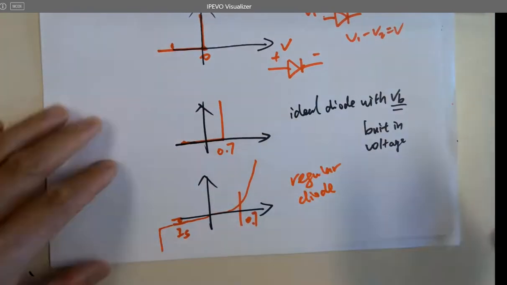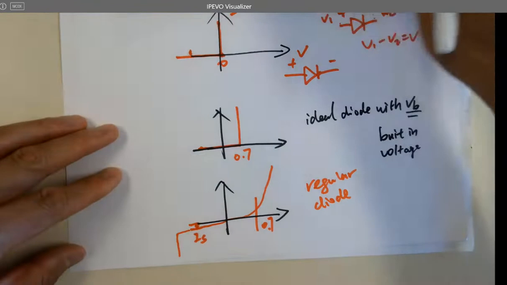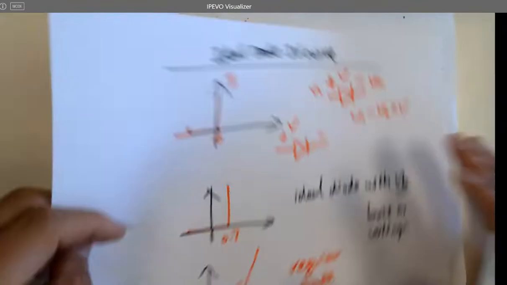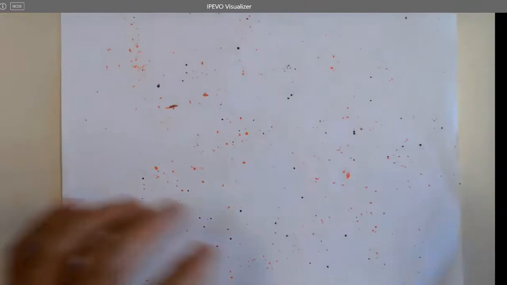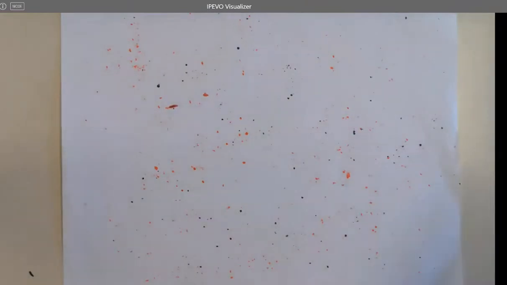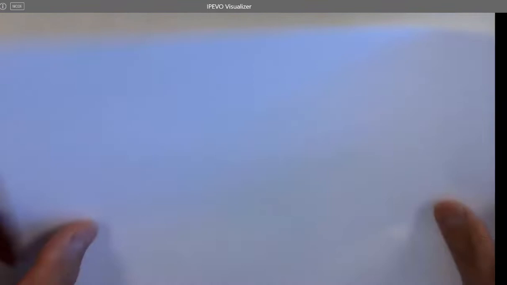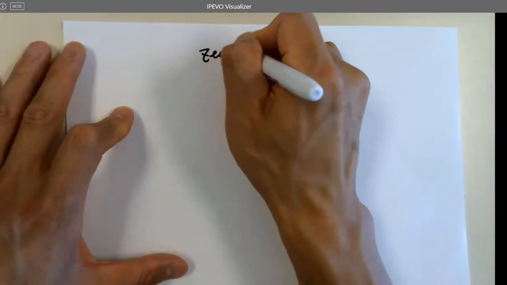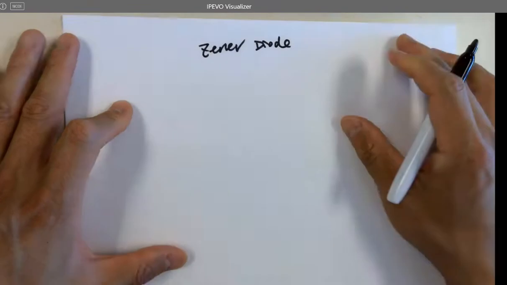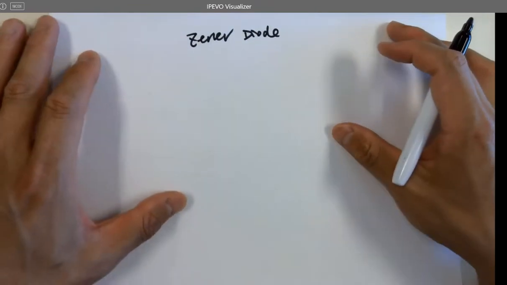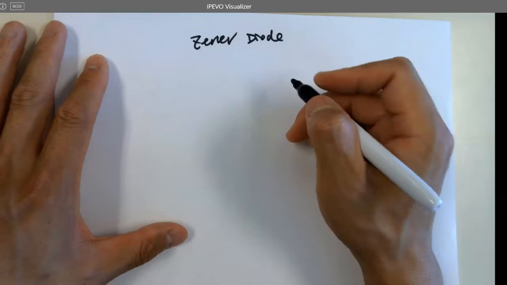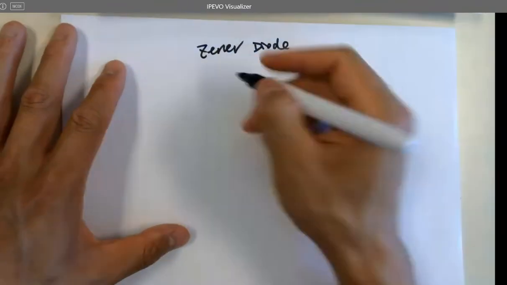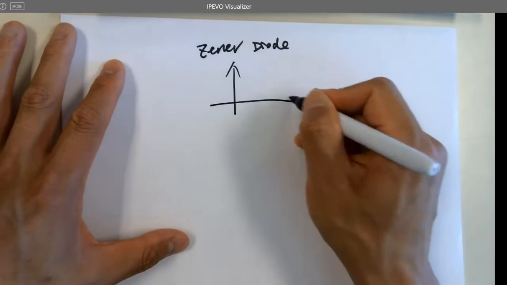So that's why I'm going to introduce a different one. You probably will use it in analog as well. The Zener diode. With the Zener diode, you intentionally break it down. It's reversible. Zener diode, let's start with the ideal Zener diode, right? Ideal Zener diode.